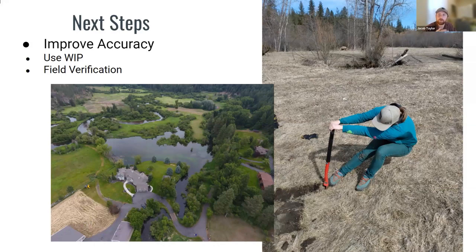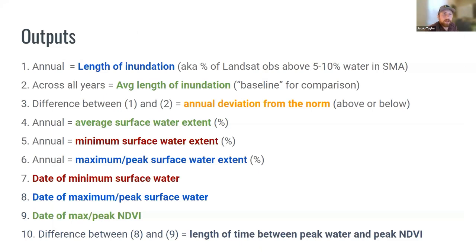And then if you want to go to the next slide, and kind of back to this list of outputs, and starting to think about what we can do moving forward. And I guess just full disclosure here, from this point on, we're kind of in brainstorming mode. So we're figuring this out as we go a little bit here, but just looking at this list of outputs, we've got things like length of inundation, annual deviation from the norm on that inundation.